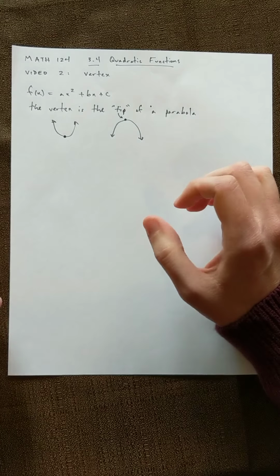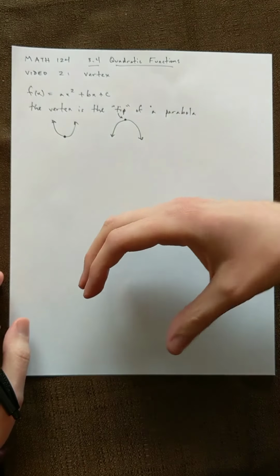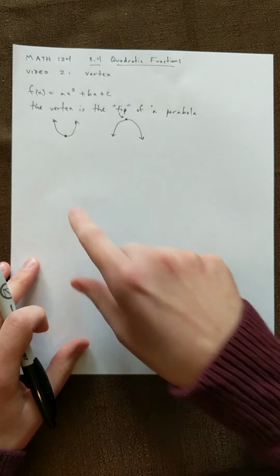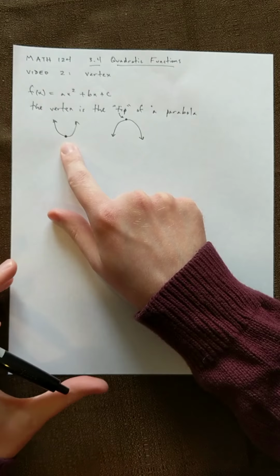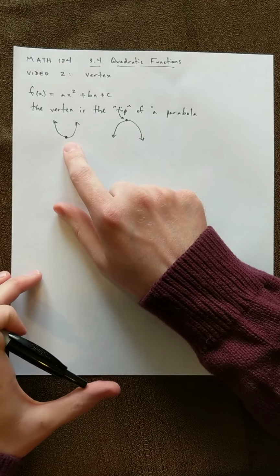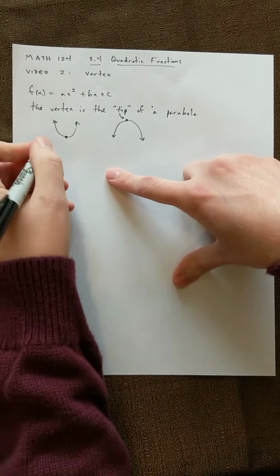If I tell you the vertex, and you know a is positive or a is negative, so which of these two shapes it is supposed to be, the vertex would tell you what point this is supposed to start at. I should have emphasized that. I'll emphasize it now: the vertex is going to be a point, so it's going to be x comma y. So let's look at an example.